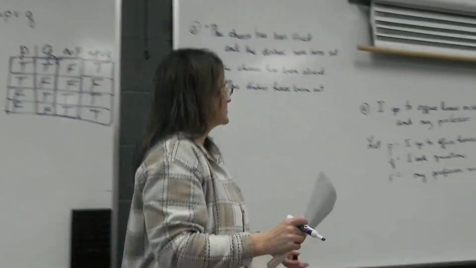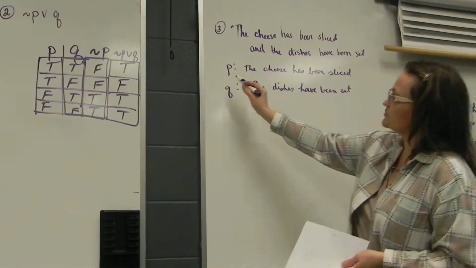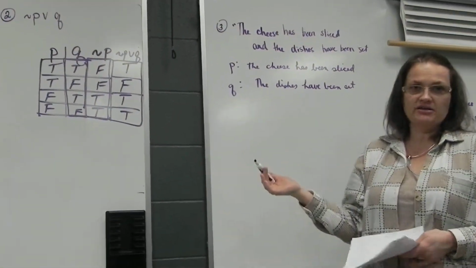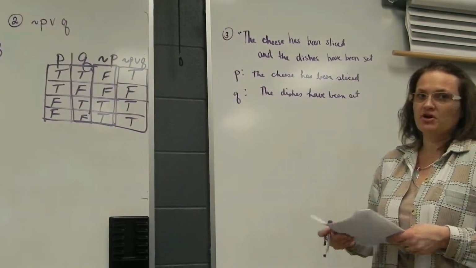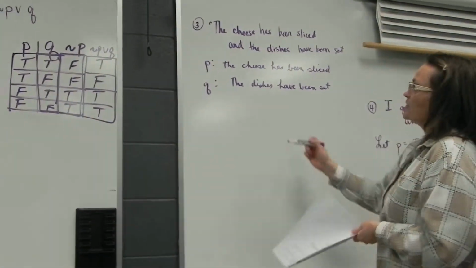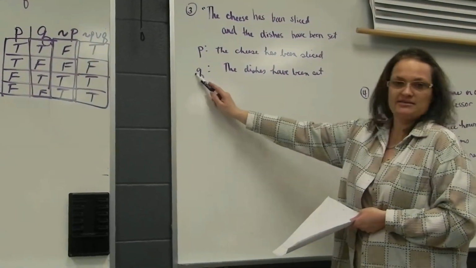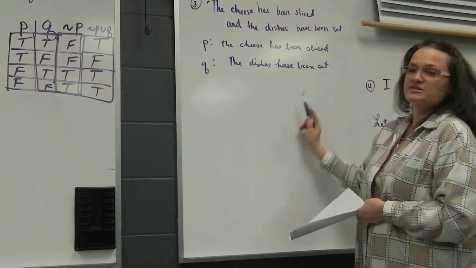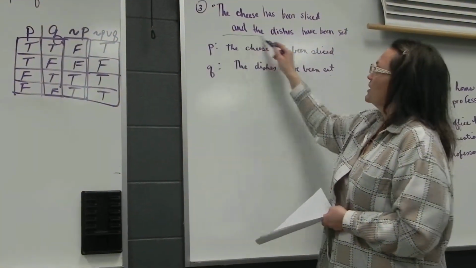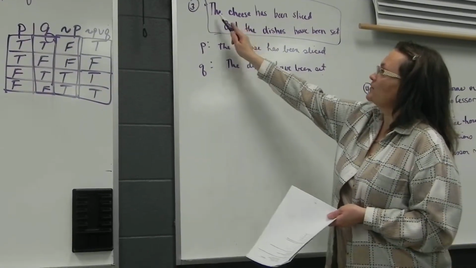Okay, number 3. Number 3 is still the same idea, only it's more wordy. They've expressed what statement P is standing for, and the other two, they just called it a variable and evaluating it as the statement. So this time we have a statement P, the cheese has been sliced, and statement Q, the dishes have been set. And we're supposed to make a truth table for this statement, or compound statement.